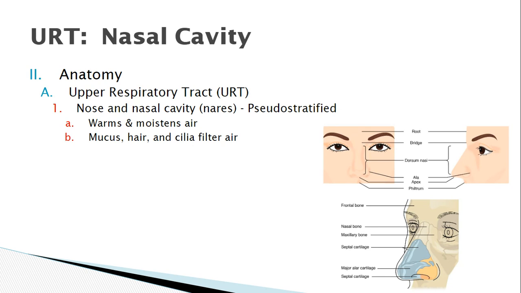The first part of the upper respiratory tract is your nose and nasal cavities, and basically what we see is these are hollow cavities that are lined with pseudostratified epithelial tissue. So if you remember, pseudostratified was fake stratified. It looked like it had many layers, but it didn't really.